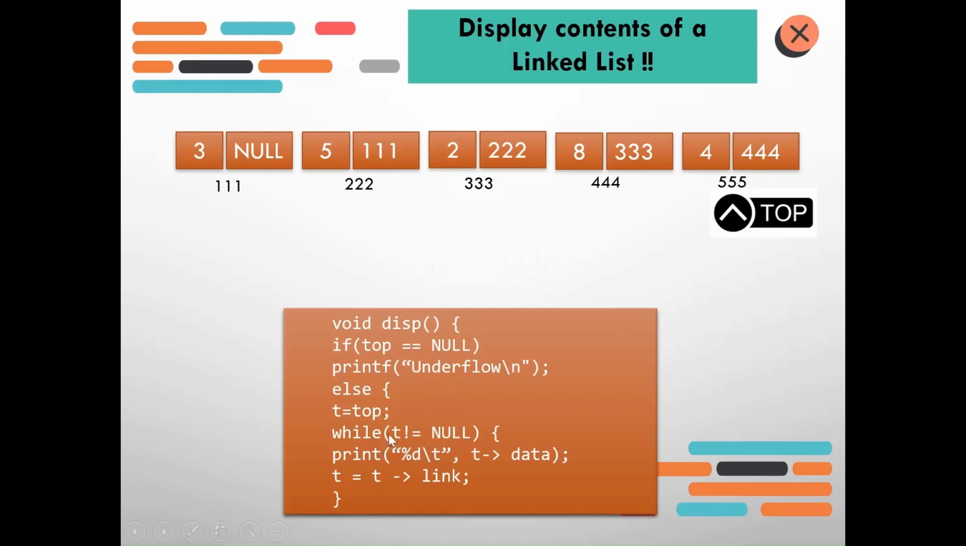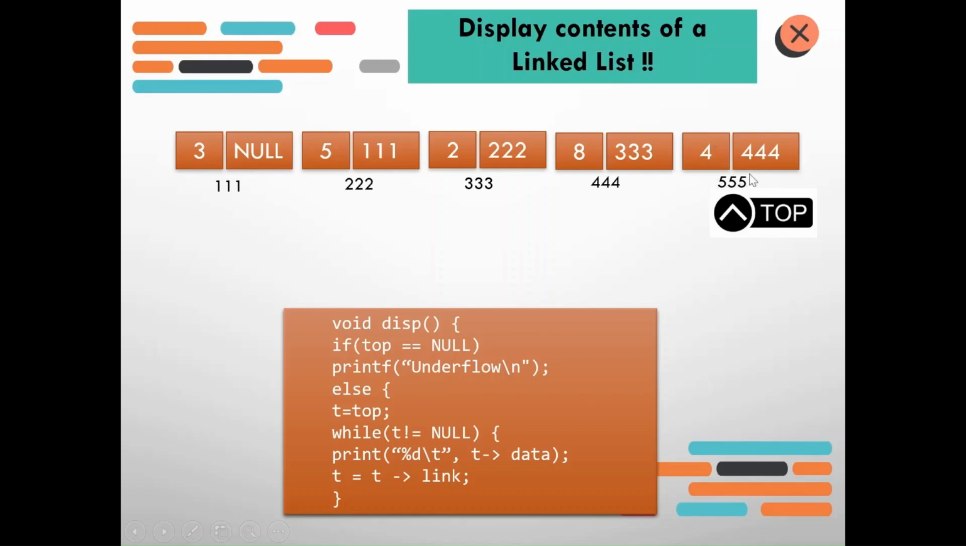Then we'll run a while loop, and the condition would be while t not equal to null, right? Till then, we would be printing the contents of the data part of t. Now, what is the data part of t here? t is 555. What is the content of the data part? It is 4, right? So 4 would be printed.